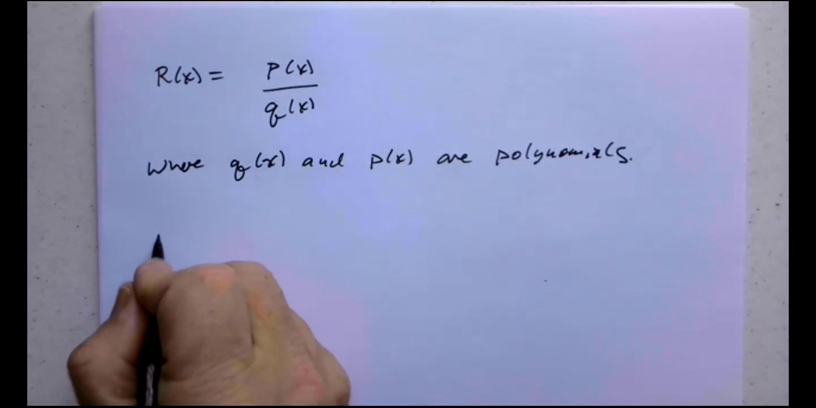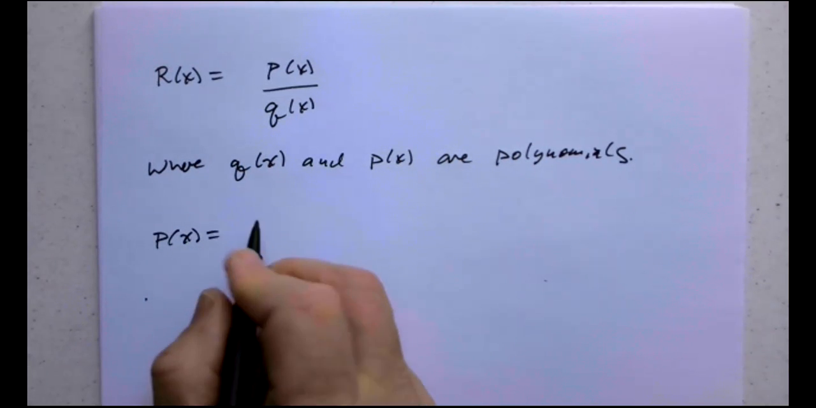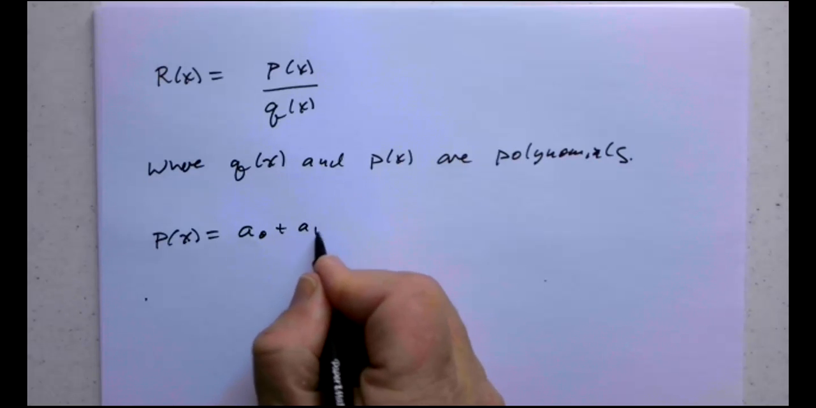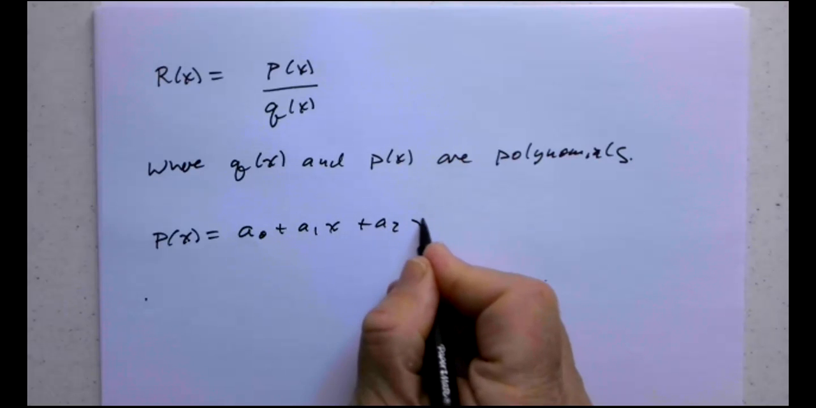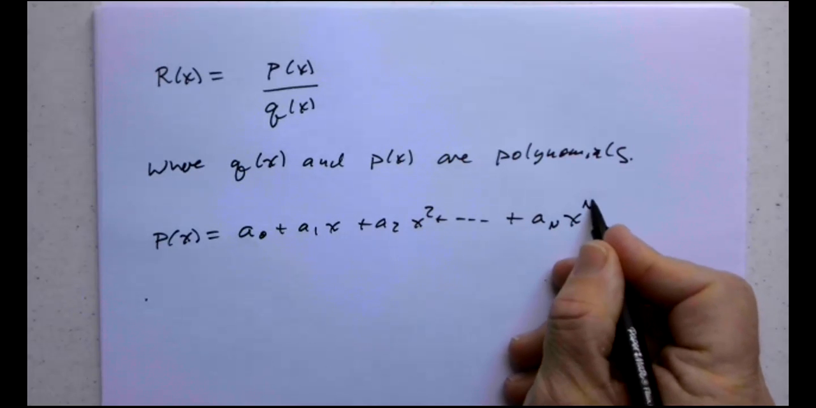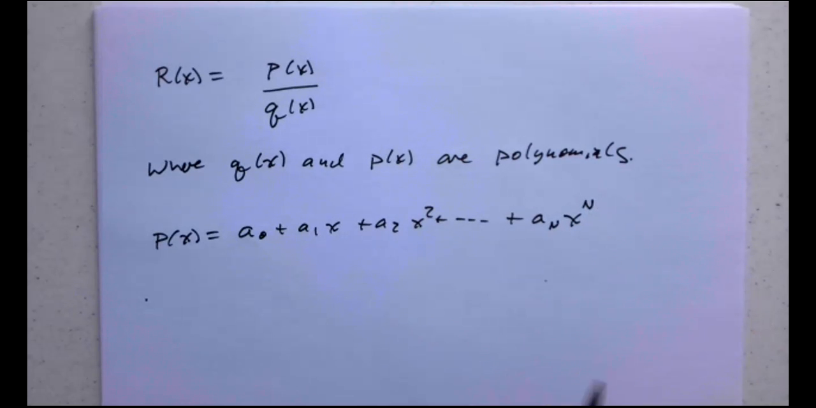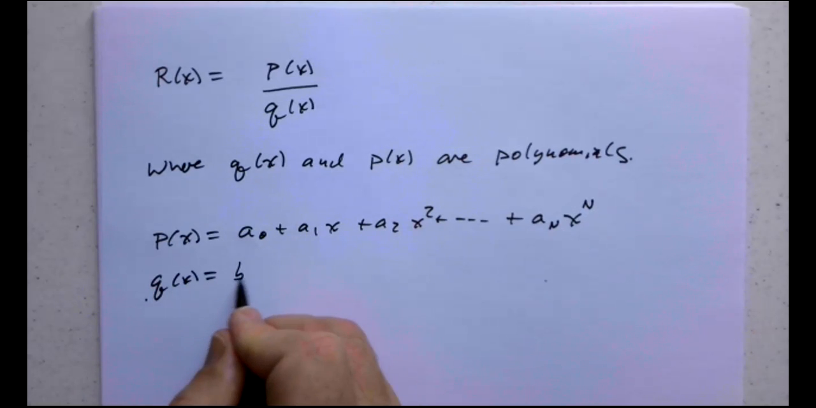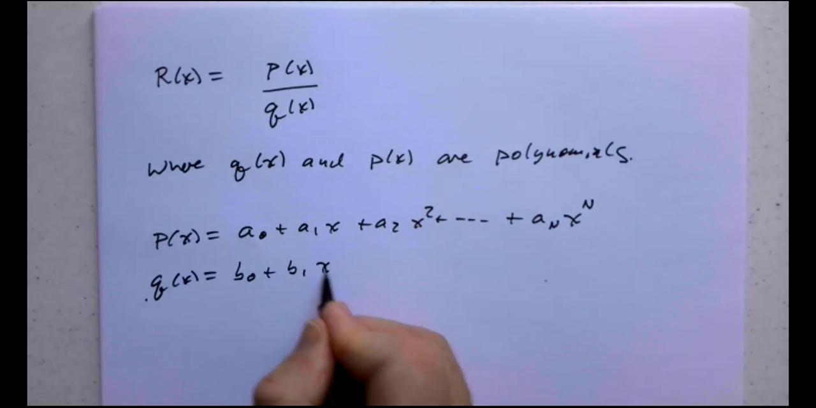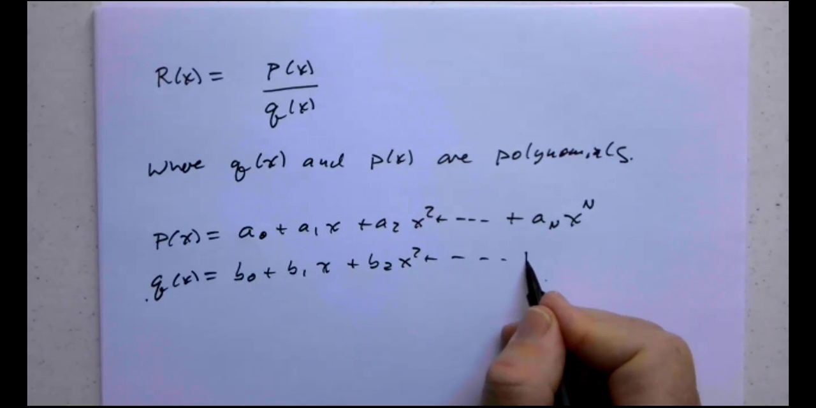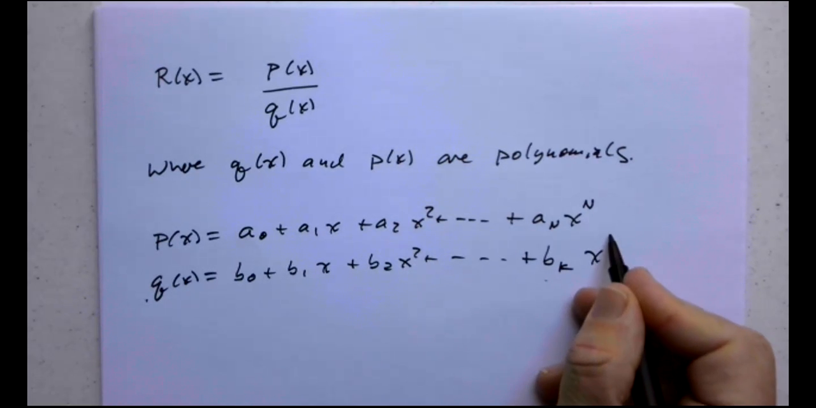So what are polynomials? For example, p of x could be a0 plus a1x plus a2x squared plus dot dot dot plus a sub n x to the n. Normally speaking, we put the highest power first. I switch the order here just to make a point. And q of x could be thought of as b0 plus b1x plus b2x squared plus dot dot dot plus b sub k x to the k.